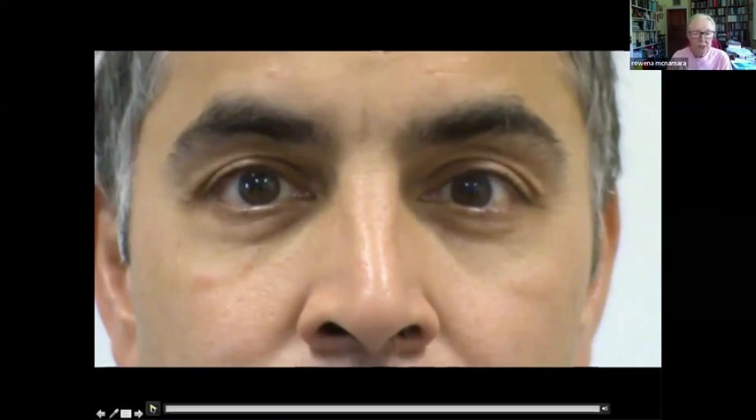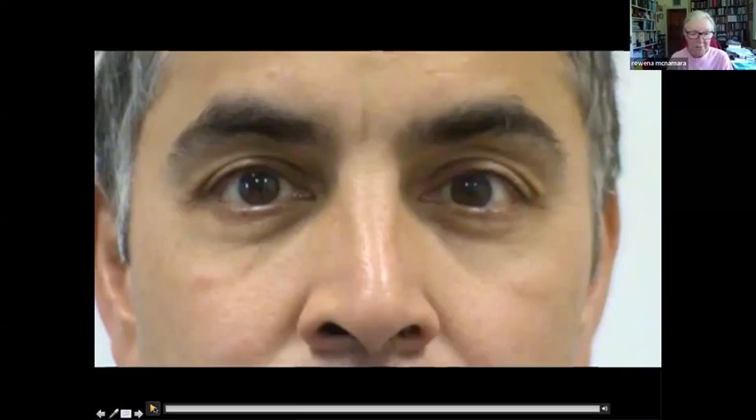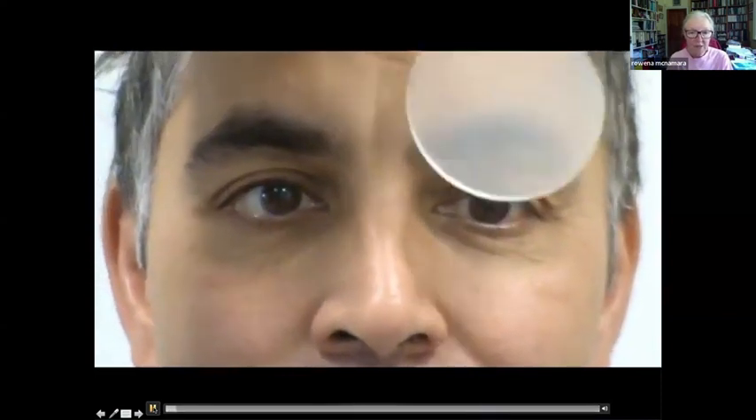Okay, so I'm going to run it through again and just give you a commentary of what to look out for. First of all, the first few frames are the cover test. And I'm using a translucent occluder so that you can see what happens behind the eye. Normally we use an opaque occluder to cover the eye so we know the patient's really following the instructions, but I've just used something that you can see through so that it's easier for you to see what's happening. So we cover the left eye, the right eye moves down and out.